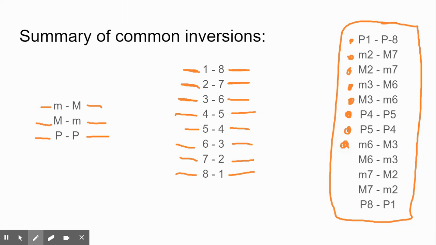Minor sixths become major thirds. Major sixths become minor thirds. Minor sevenths become major seconds. Major sevenths become minor seconds. Perfect octaves become perfect unisons.